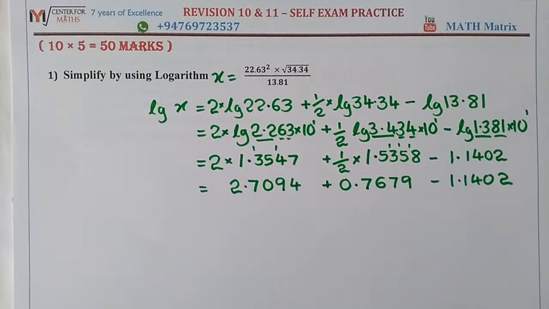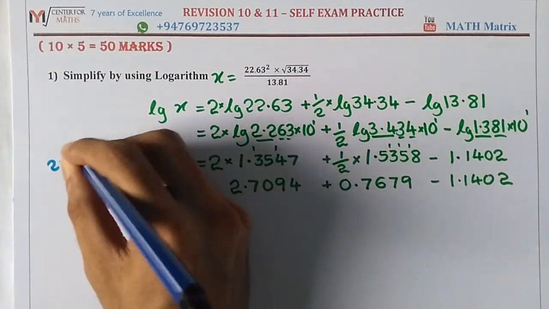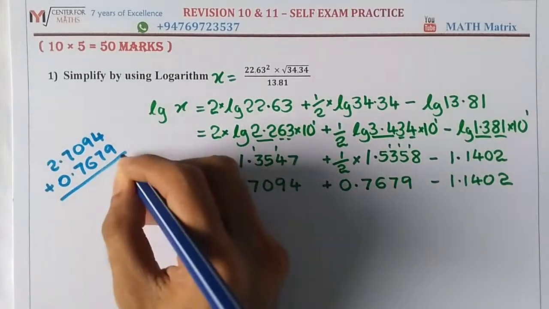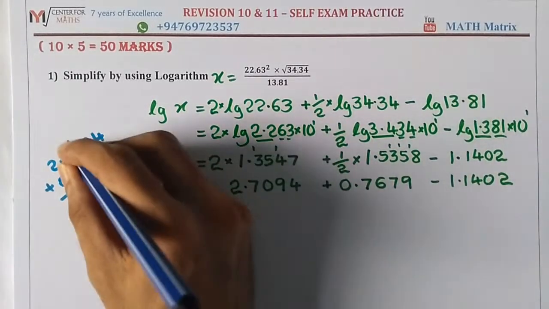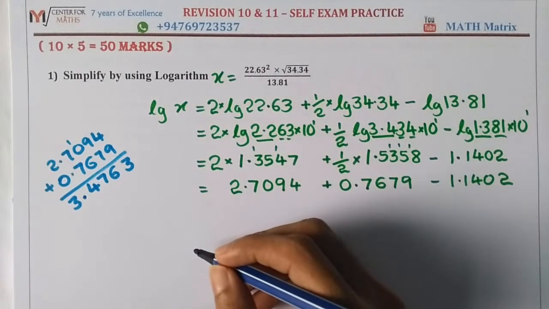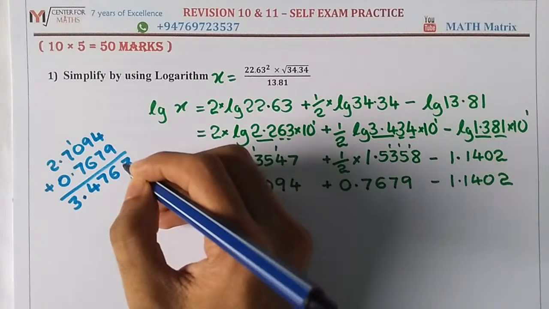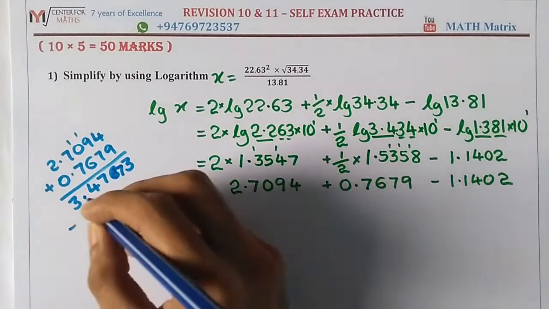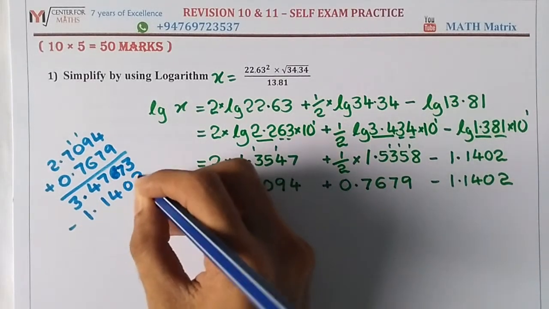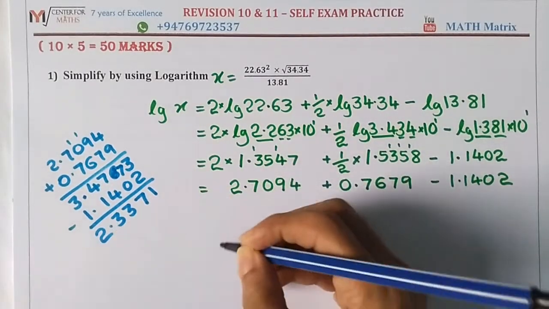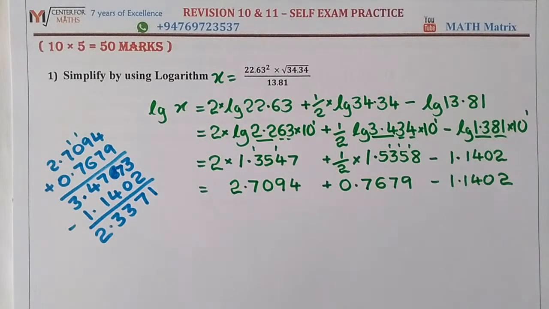Okay guys, now we'll simplify this. We have to add and subtract both. So I'm writing 2.7094 here, and you can see there's a plus sign, that means we have to add 0.7679. First we'll simplify. 3, 9 plus 7, 16, 7, 14, 1 is remaining. So 3.4763. No, there's a small error. 4 plus 9, 13, 1 remaining, so here 7 must come, so 3.4773. Now we have to subtract 1.1402 from this. Okay, right, so we'll simplify. 3 minus 2, 1, 7, 3, 3 and 2, so that means the answer is 2.3371.